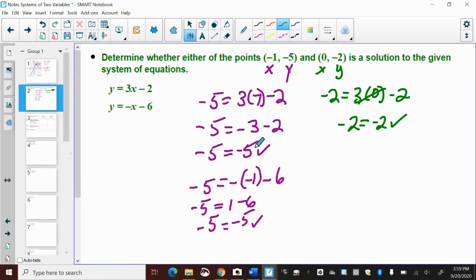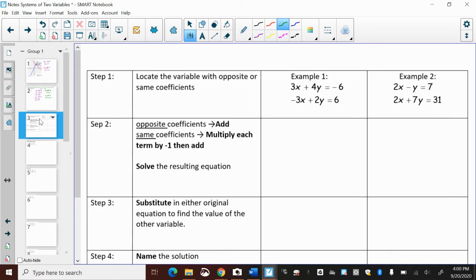So we're going to test the second one. Now we're going to put negative 2 in for y here and 0 for x. So we get minus 2 is equal to minus 0 minus 6. That's just 0. Negative 2 does not equal negative 6. So we cannot say that 0, negative 2 is the solution. So that's what we're looking for when we're actually solving these.